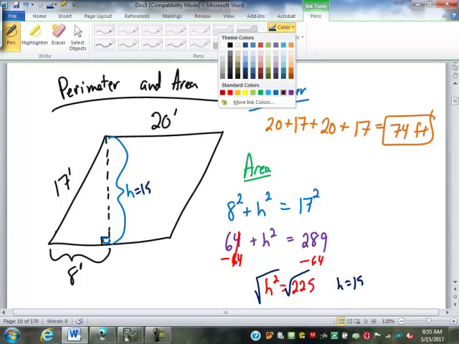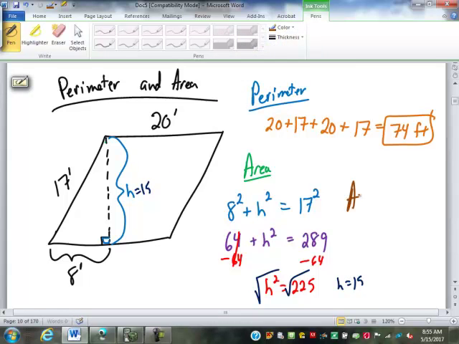So to find my area, it's 20 times 15. 300 square feet.